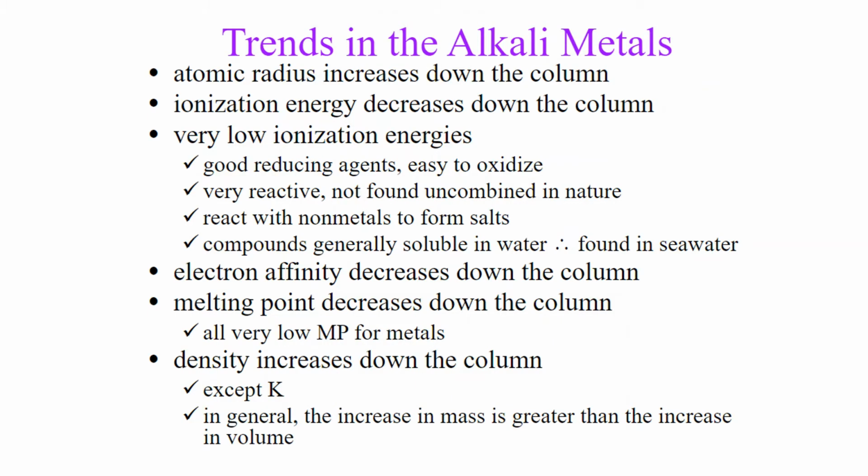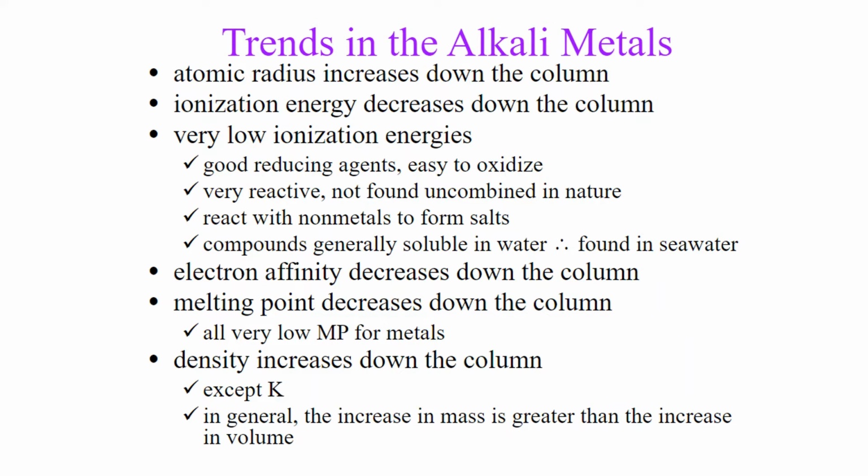Okay, so the trends in the alkali metals. The atomic radius increases as you go down the group. Ionization energy decreases down the group. Ionization energy means the energy required to remove one electron from the atom. So it's very low ionization energies. Again, that's because there is only one electron in the outer shell. It is further away from the nucleus, so you don't need that much energy to remove it. So that's why it is very reactive.